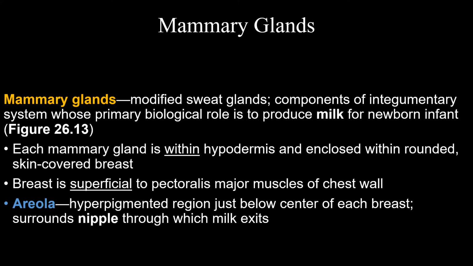Each mammary gland is going to be contained within a rounded, skin-covered breast in the hypodermis region. Superficial to the pectoralis major muscle of the chest, just below the center of each breast, there's going to be an area of pigmented skin called the areola, which surrounds the central protruding nipple through which milk will exit that gland.